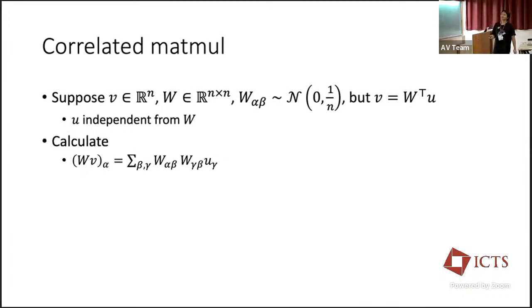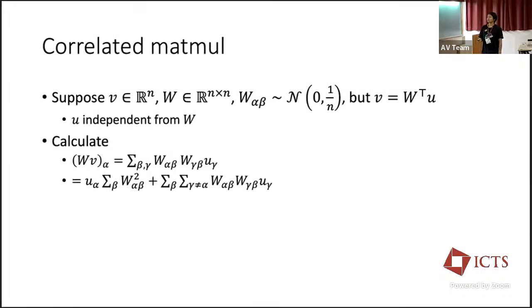Okay, so let's do some calculations. Let's look at one entry. Alpha here will be an index from 1 to n. Wv at the alpha-th coordinate is entirely trivial. I'm just writing out this matrix multiplication, right? So Wv is W times W transpose times u, and I'm just writing out this product. There's a double sum here over two indices, beta and gamma, and then you have this form.